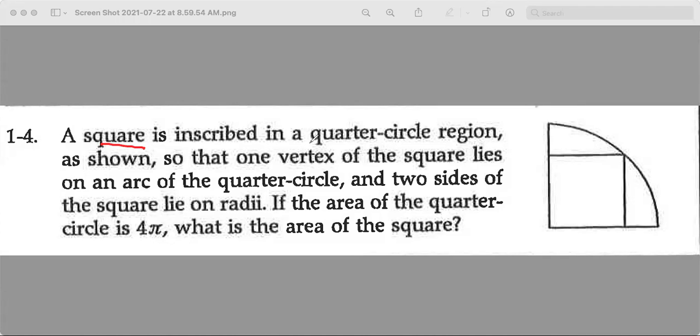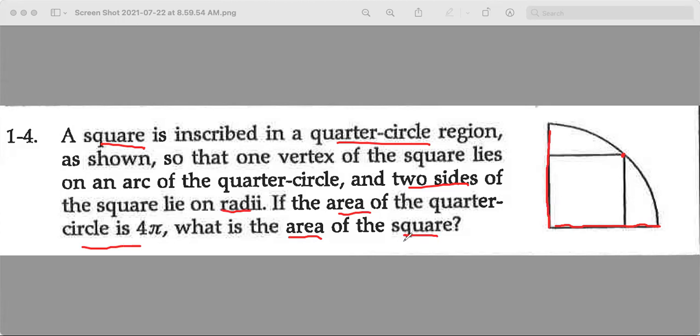A square is inscribed in a quarter circle. One vertex of the square lies on the arc of the quarter circle, and two sides of the square lie on the radii. Those are radii. If the area of the quarter circle is 4 pi, what is the area of just the square?